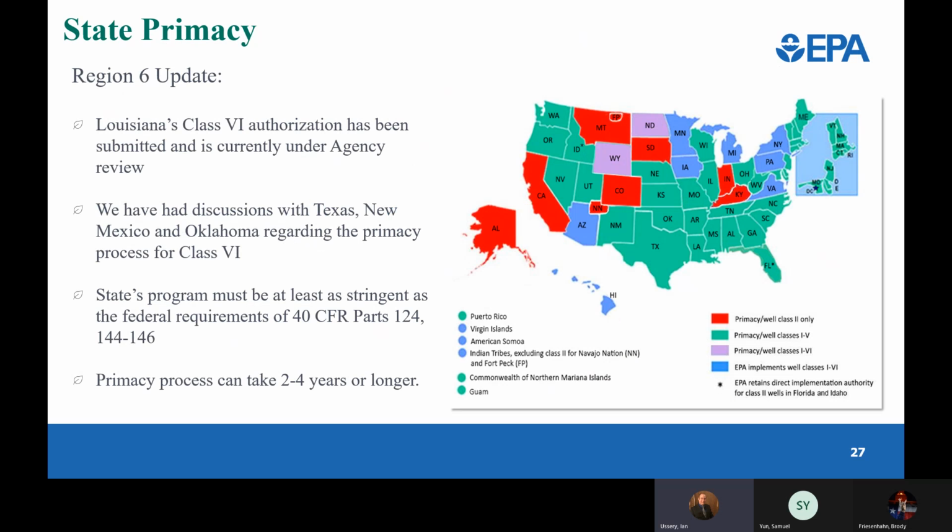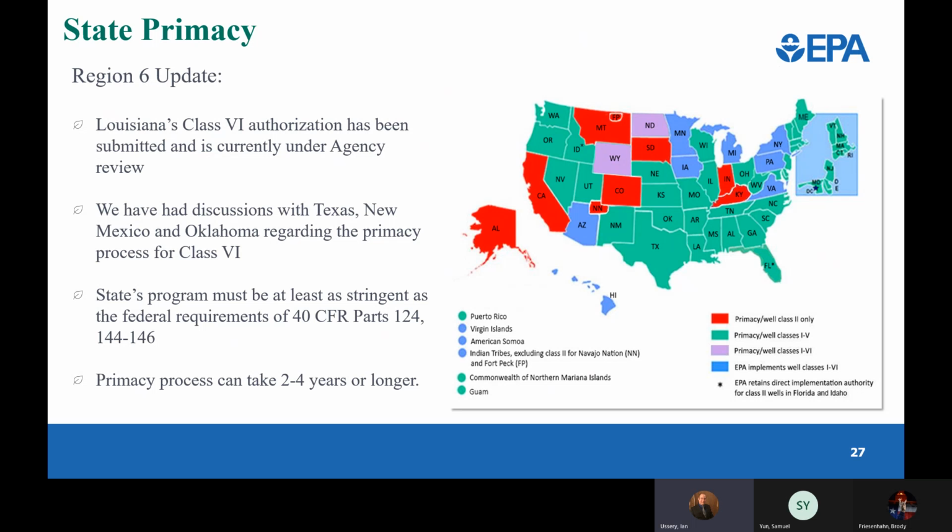Now, there are some states within our region, in particular Region 6, that are interested in pursuing state primacy when it comes to Class 6 projects. The Safe Drinking Water Act 1922 outlines 6 core elements that are required for a state to pursue primacy.